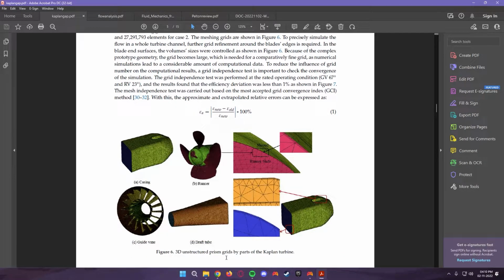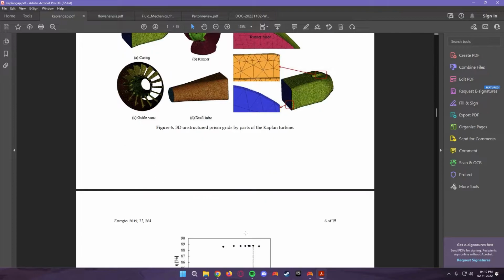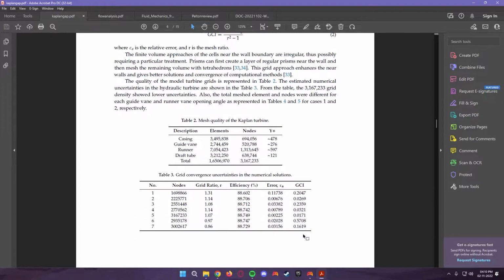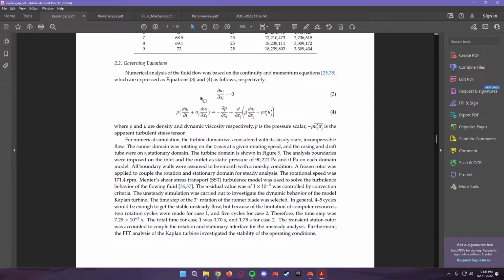Here in ANSYS, they have created 3D unstructured prism grids for the parts of the Kaplan turbine. Here it is the casing, this is the runner, and this is the guide vane and draft tube. Now moving further, they have also provided the governing equations. The numerical analysis of fluid flow was based on continuity and momentum equations, which are expressed in equation 3, this, and equation 4 respectively.